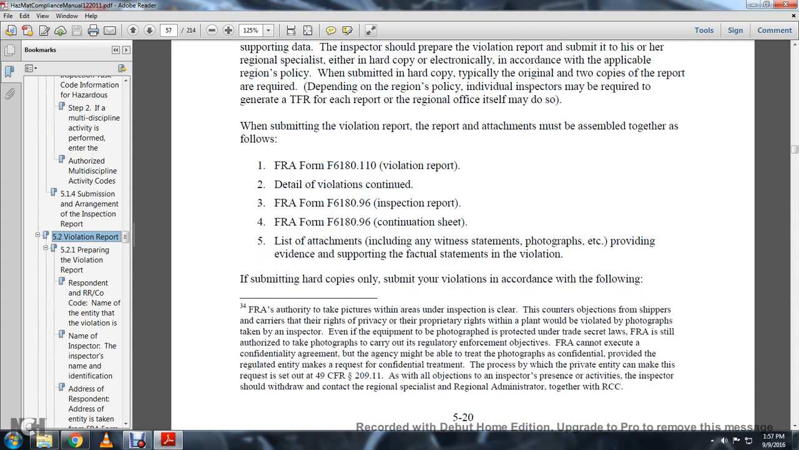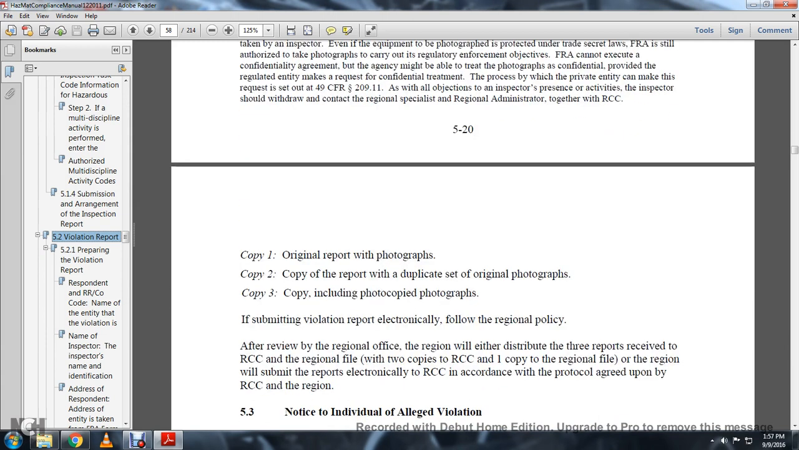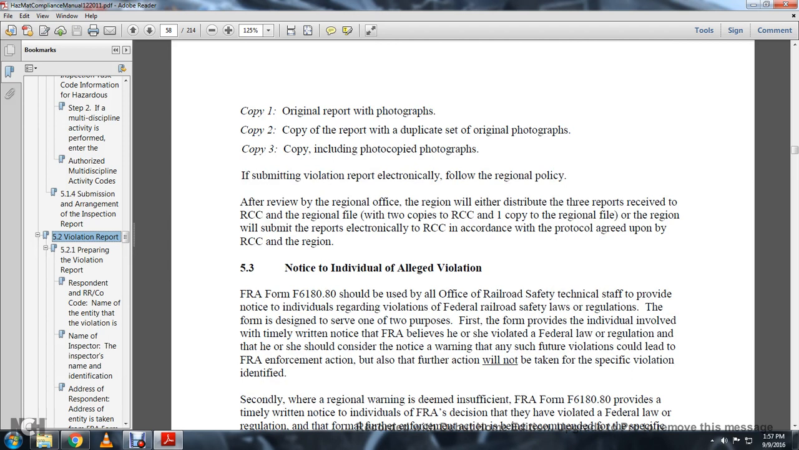If submitting hard copy, submit your violations in accordance with the following. Copy 1: the original report with the photographs. Copy 2: the report with the duplicate set of original photographs. Copy 3: the report including the photocopied photographs.